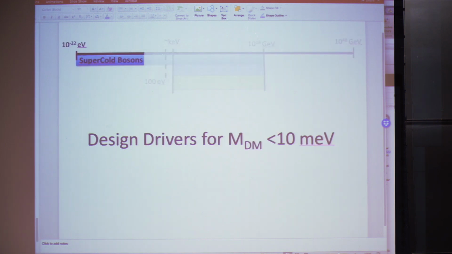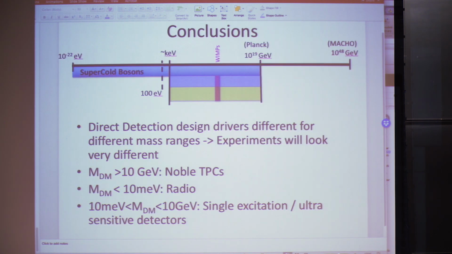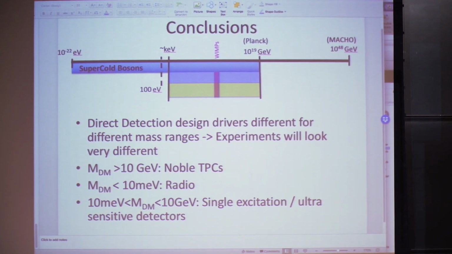In summary, we'll skip those. So our conclusions are, in every one of these ranges, we have different design drivers. As we go down in mass, our rates get bigger, so we don't need as much exposure. As we go down in mass, no matter what process we're looking at, the characteristic energy scales of what we're looking for become very, very tiny. So as we go down, we always have to get better and better sensors.